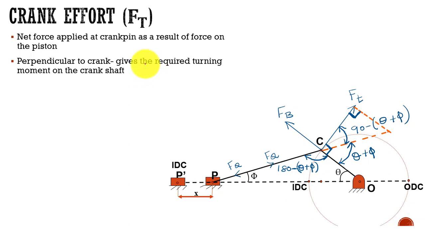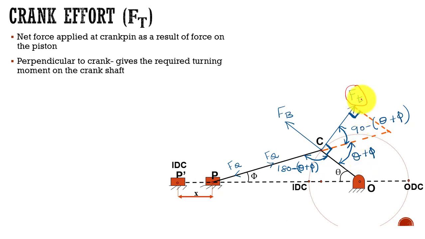So where it is perpendicular to the direction of the crank, it is exactly perpendicular to the direction of the crank, and it gives the turning moment on the crankshaft. How? Force multiplied by this distance. What is this distance? It is R. So that is going to be the turning moment which is acting on the crankshaft.